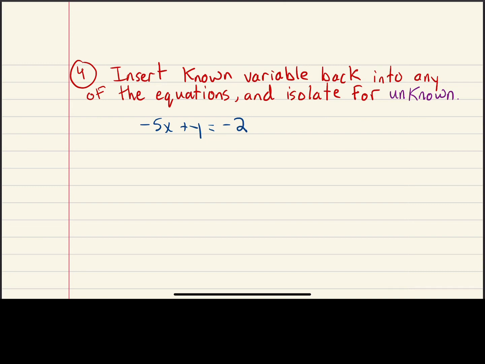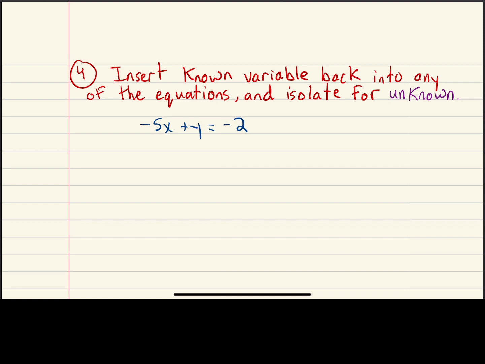Lastly, we're going to insert the known variable from the previous step back into really any of the two equations in the system that were given to us, and we're going to isolate for the other variable that we haven't solved for yet. So you can really pick any of the equations. I just picked the first one for no real reason. If I picked the other one, it would be fine as well.